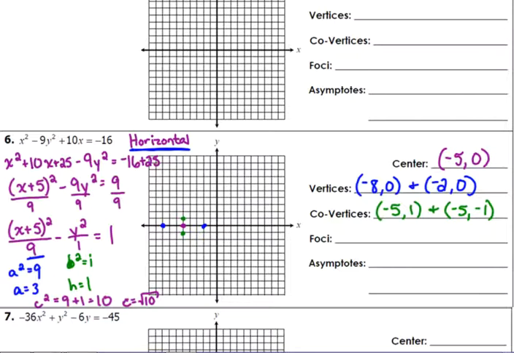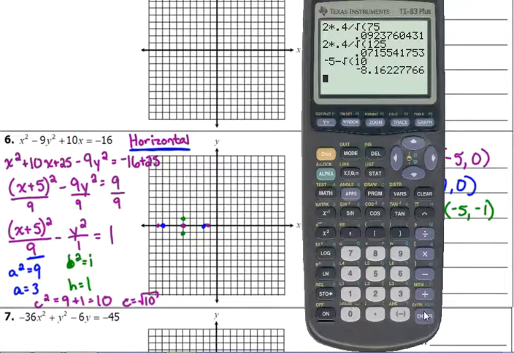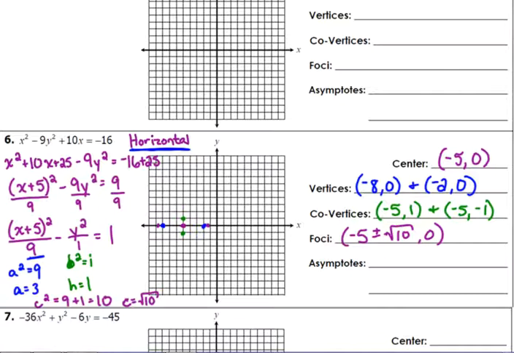Our foci are that many units on the same axis as our vertices, so we add and subtract the square root of 10 from the x coordinate of the center. The square root of 10 is a little bit greater than 3, so our foci are pretty close to our vertices. I don't think they're even 1 unit. Let me check. Negative 5. Yeah, not even. Negative 8.16. Really close to the vertices.